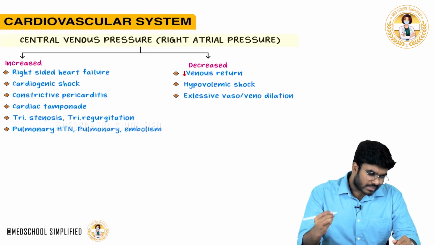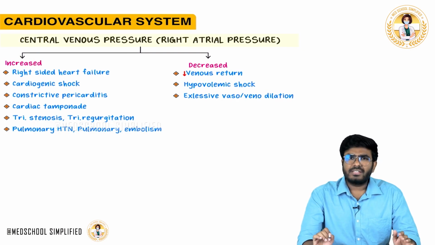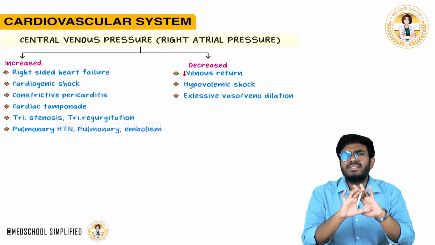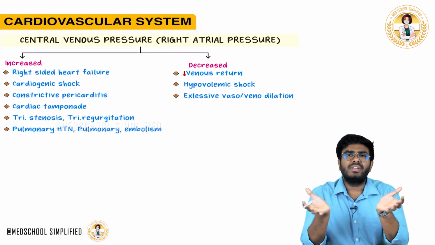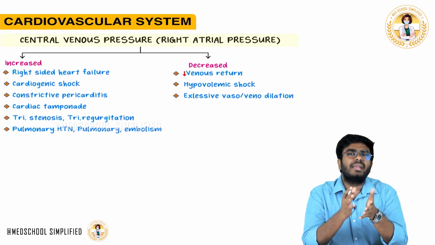Welcome back guys. Now let's discuss a topic which is very important for your exam, that's the central venous pressure. Let's try to understand it. What is the center of the entire venous system? All the venous blood has to come and collect in the right atria. So central venous pressure is nothing but the right atrial pressure.